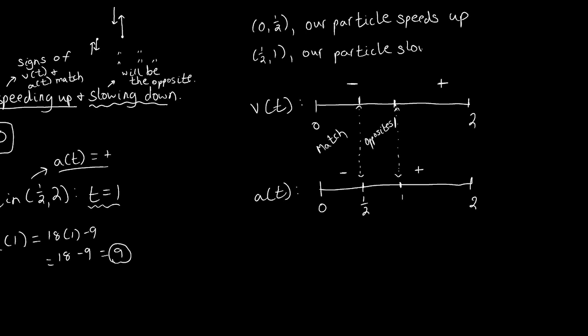Okay, we have one more interval to deal with. And luckily for us, from 1 to 2, in both cases, velocity and acceleration, the signs match. So we can add it into our collection of intervals up here to say that from the interval 1 to 2 and the interval 0 to 1/2, our particle speeds up. And in the case 1/2 to 1, our particle slows down because the signs are opposites.